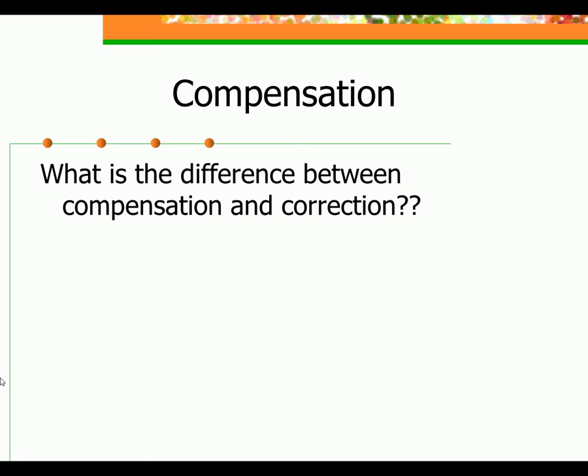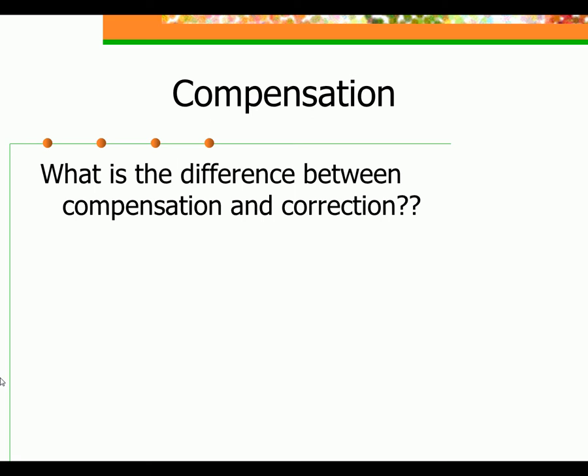Correction, on the other hand, is the process where the system that was not functioning properly becomes repaired and is now working. This is a long-term fix. We've actually corrected the system that was not working, and now we have corrected the acid-base imbalance.